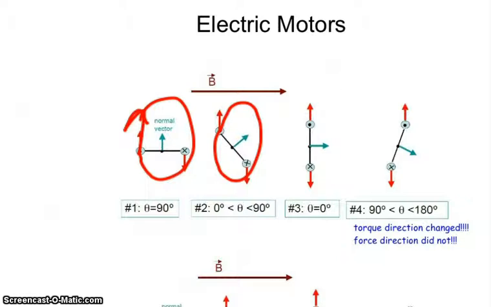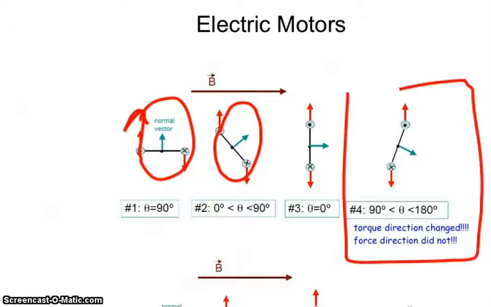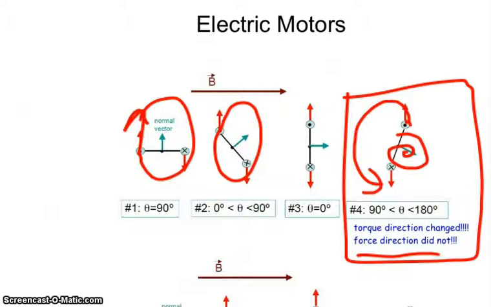Now the problem occurs when you get to this point. This is what they had to solve with electric motors. The torque direction changes. The force directions do not, right? But the thing is still trying to spin in this direction, but now the torque is causing it to try and spin that way. So how did they come up with solving that?